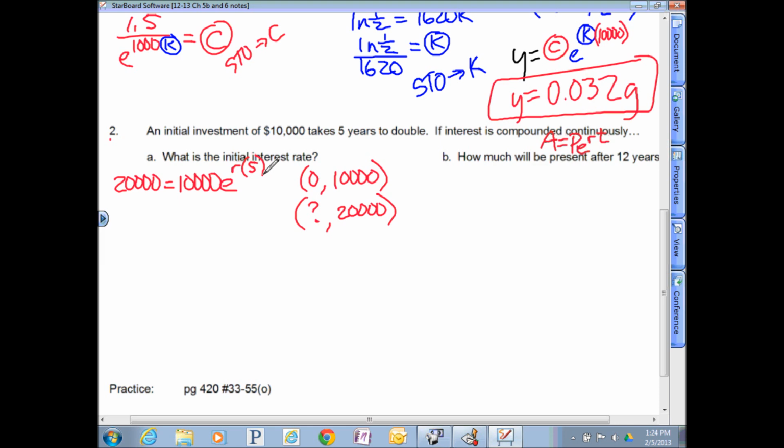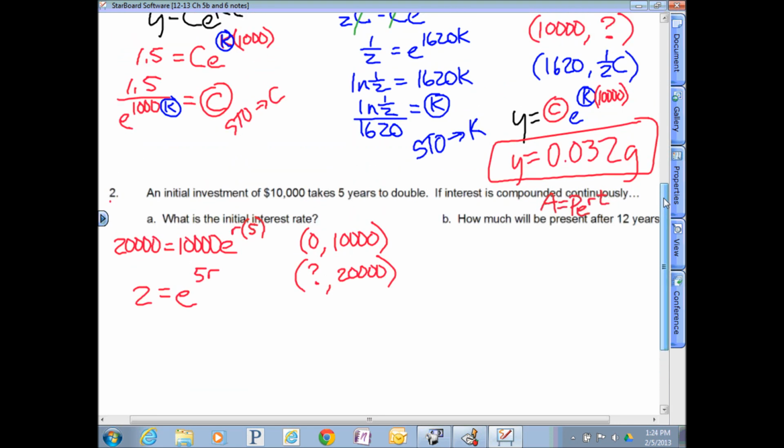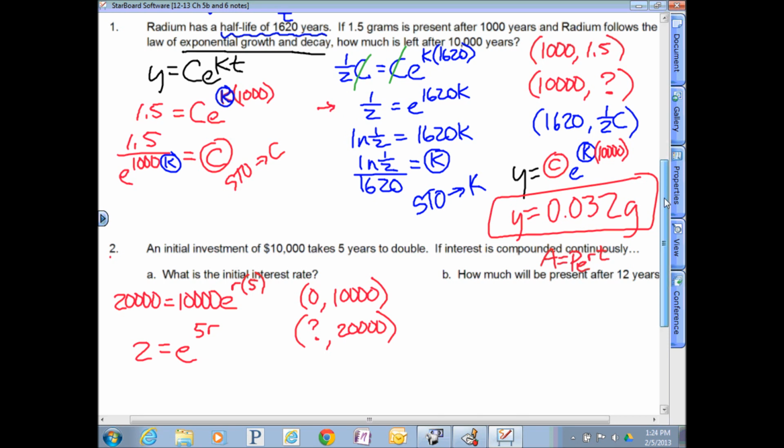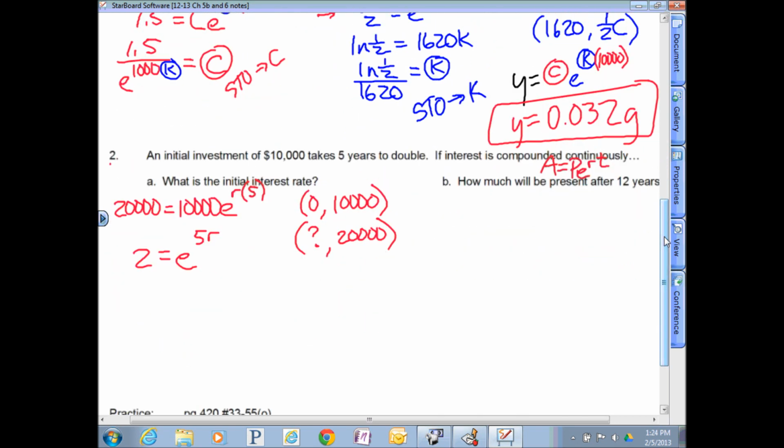So now we're going to solve. If I'm going to solve this equation for r, let's divide both sides by 10,000. Magically, 2 is equal to e to the 5r power. Anytime you do a doubling time problem or a half-life problem, you're going to get an equation like this one right here. Half-life, you're going to end up with e to a power is equal to 1/2. Doubling time, you're going to end up with an equation that looks like 2 is equal to e to some power. So now when I go to solve this, let's take the natural log of both sides. So my r is the natural log of 2 divided by 5.